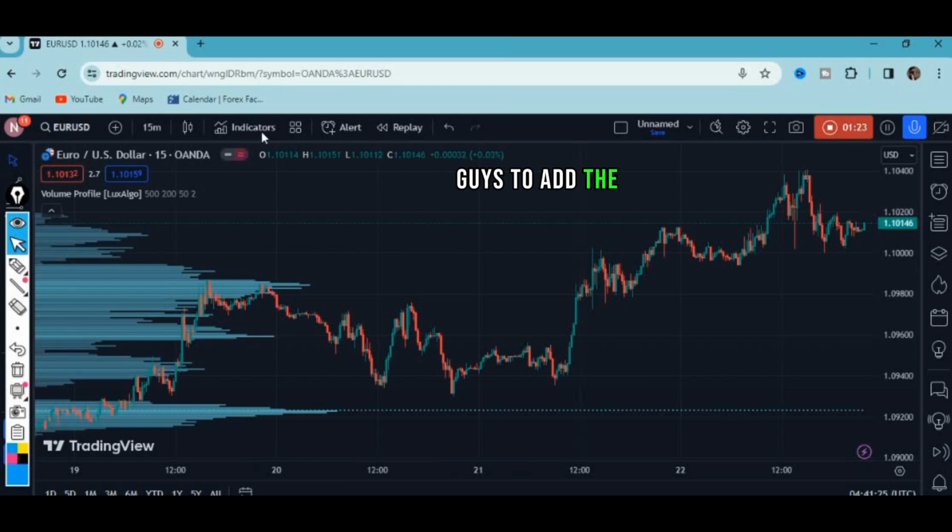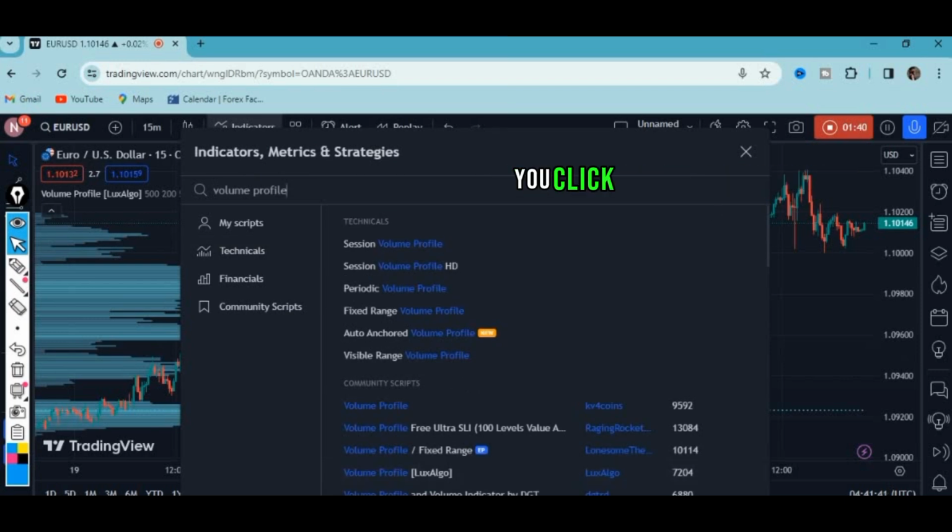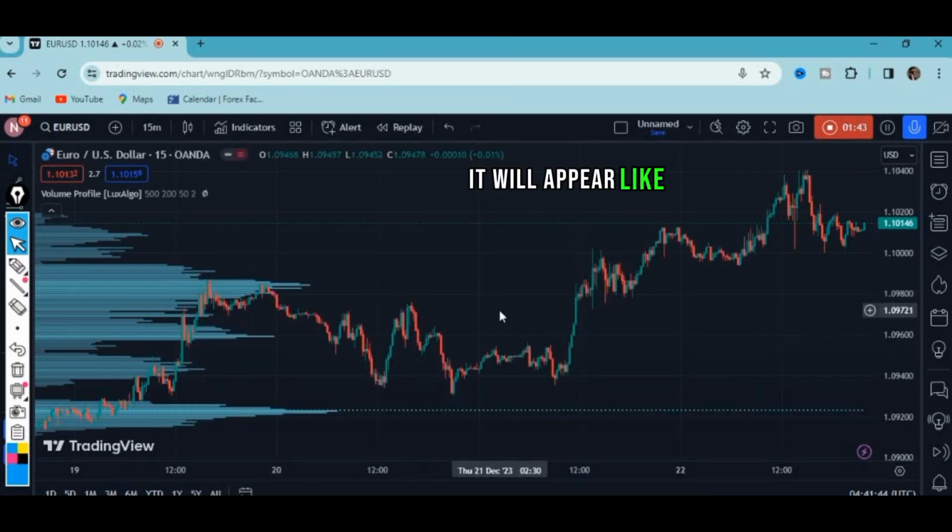So guys, to add the indicator, you're just going to click on the indicators tab. Then I'm going to type volume profile by LuxAlgo. This one over here, you click on it. Once you click on it, it will appear like this right on your chart.